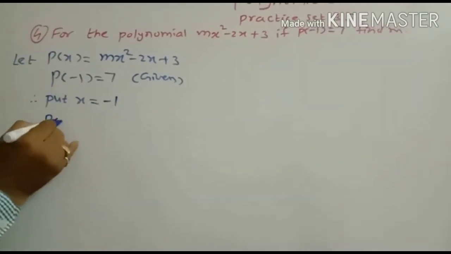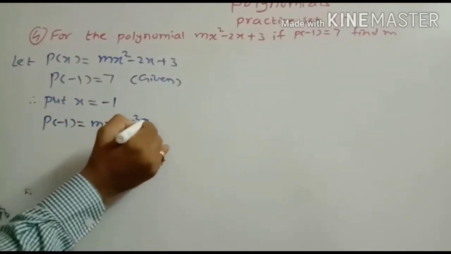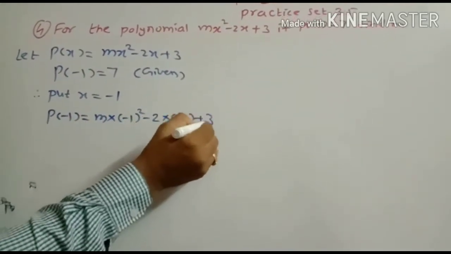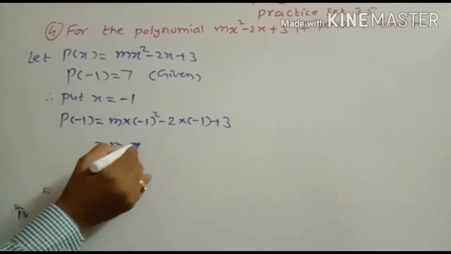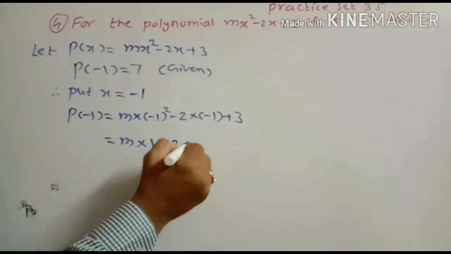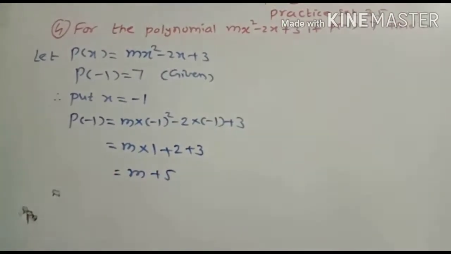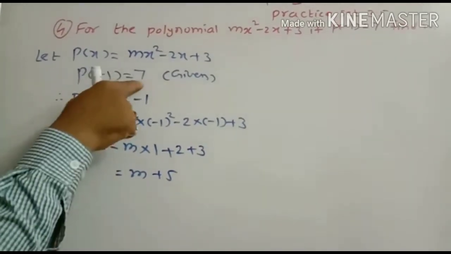That means we get p of minus 1 is equal to m into minus 1 square minus 2 into minus 1 plus 3. M into square of minus 1 is 1. Minus minus gets plus. 2 ones are 2 plus 3. M ones are m plus 2 plus 3 is 5. But p of minus 1 is given 7.